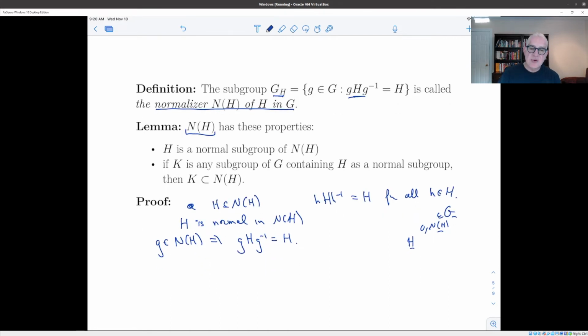In some sense, the normalizer of H is the biggest subgroup which contains H and for which H is a normal subgroup. And I don't think we need this result, so I'm not going to prove it. I might give this as a homework problem.